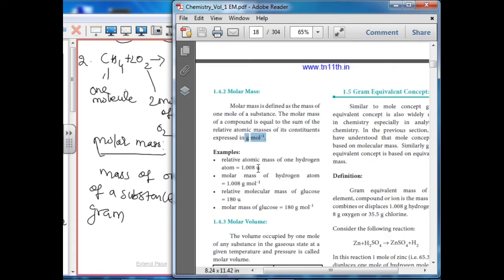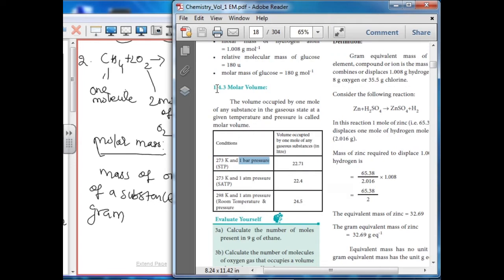For example, the relative atomic mass of 1 hydrogen atom is equal to 1.008 U, atomic mass unit or unified atomic mass. The molar mass of the hydrogen atom is equal to 1.008 gram mole inverse. So the only difference between molar mass and relative molecular mass is gram and unified atomic mass. Second example, the relative molecular mass of glucose is equal to 180 unified atomic mass, but the molar mass of glucose is equal to 180 gram mole inverse.